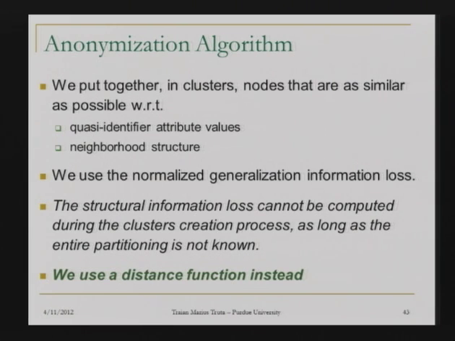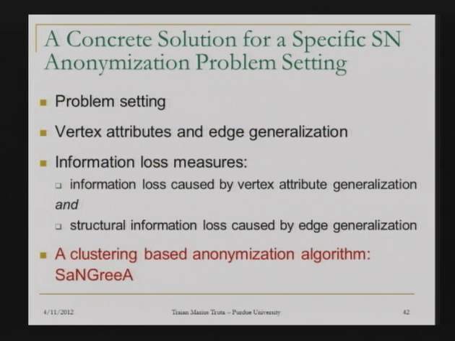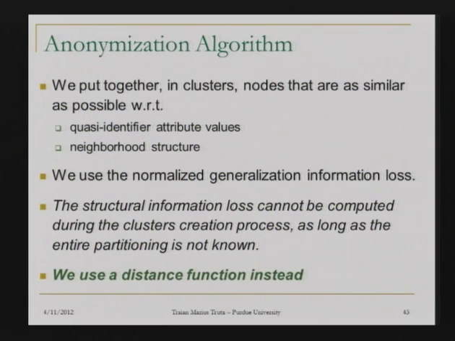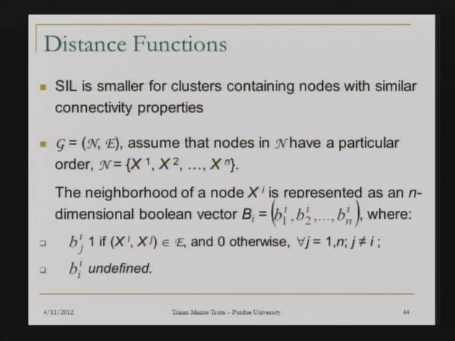To do this, we use the normalized information loss, which is the one for node attribute values, but we had a problem. The problem with the structural information loss is that we can compute it only when we already know the clustering. We cannot compute it ahead of time. So if we start with the clustering, yes, we can compute it. But if we try to create our solution on the fly, we cannot compute it. And we use the distance function instead, because we noticed that if nodes are more similar in terms of neighborhood, they must be grouped into a cluster. And this will optimize the information loss measure. We noticed this just empirically.